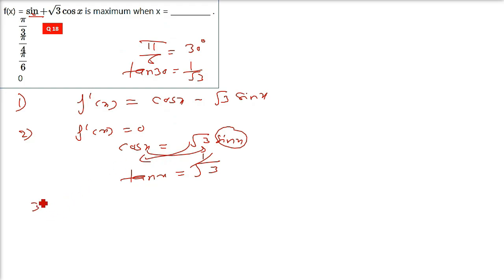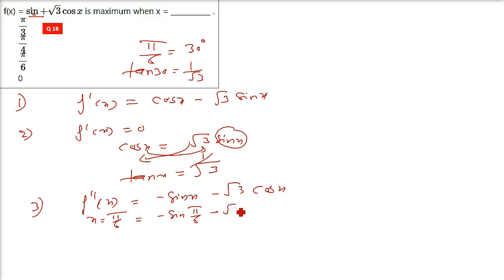But there is a confirmation. We will confirm, and only then do we come to any conclusion. So f double dash x is what? Again differentiate the first derivative; now we have to find out the second derivative at x equals pi by 6. So we have sin 30 degrees, which is 1 by 2, and cos 30 degrees is root 3 by 2. So it will be minus half minus root 3 into root 3 by 2. Alright, so you can take this minus outside common in place of sin pi by 6.